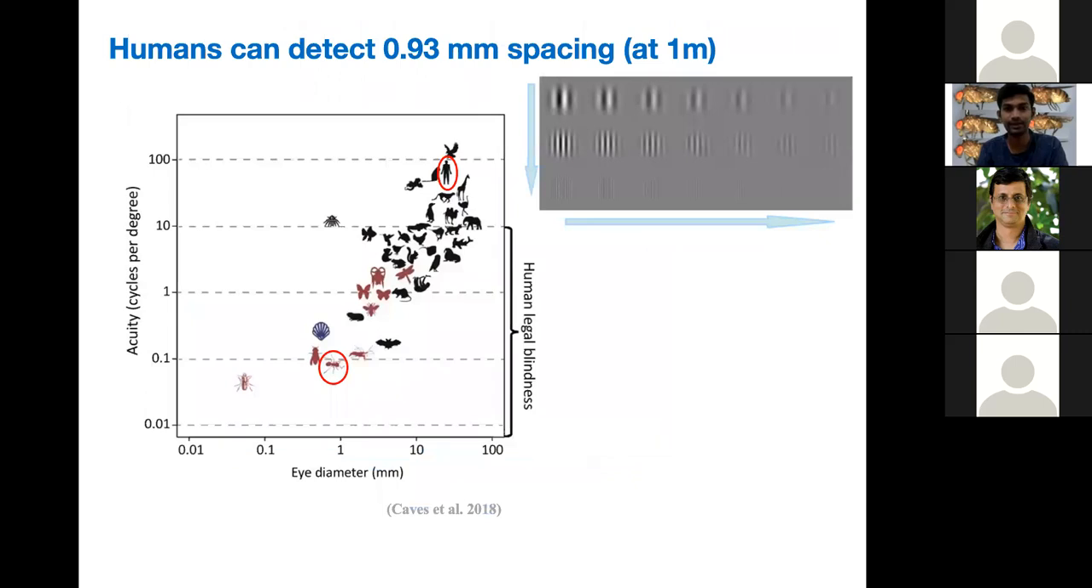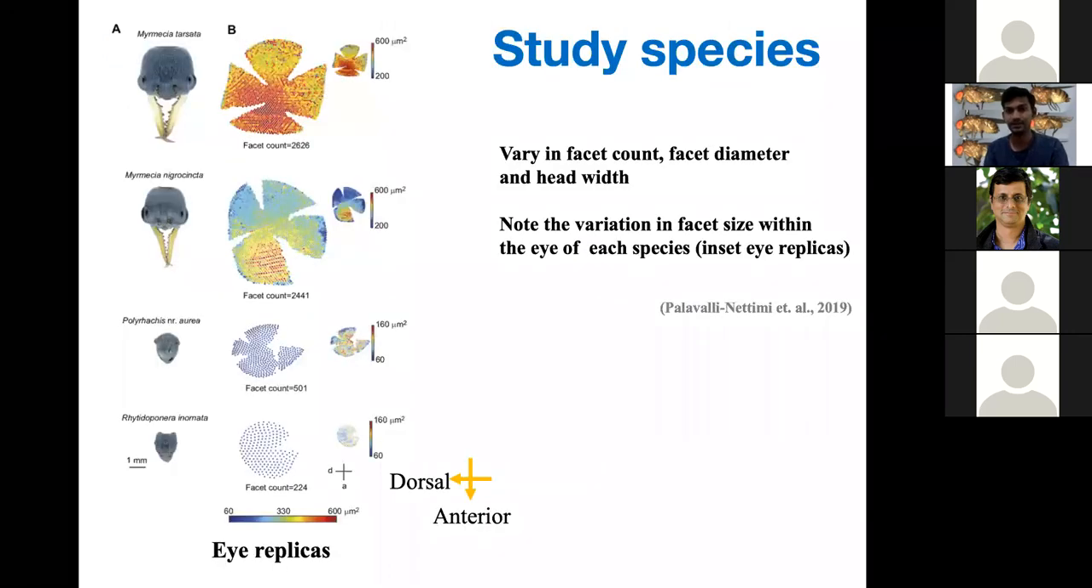All right. If I were to give the same test to you, you would probably be able to detect a spacing of these gratings as low as less than 1 mm when you're standing 1 meter from the screen. But as you can see, ants are way below the human legal blindness. We also know ants vary a lot in body size and eye size. So we tested these 4 different species. We tested the spatial resolution and sensitivity in these 4 species using pattern electroretinography. But before that, we actually took eye replicas of the ants.